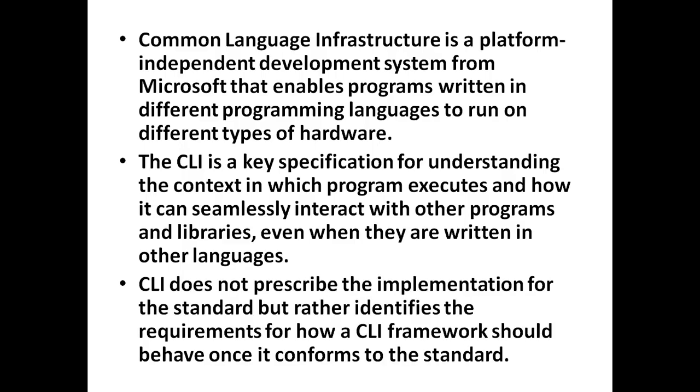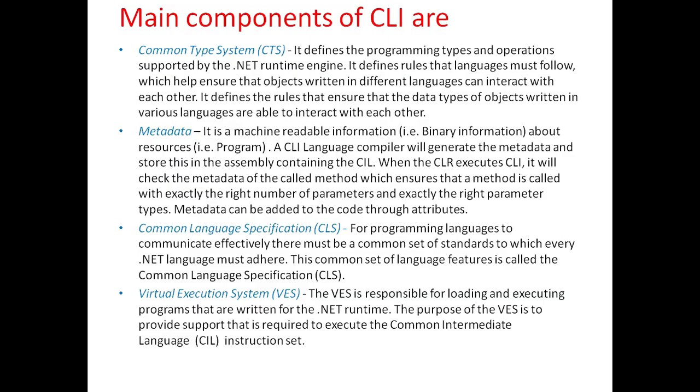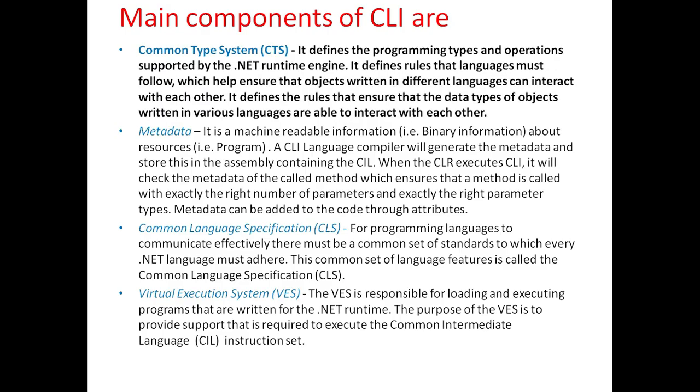CLI does not prescribe the implementation for the standard, but rather it identifies the requirements for how the CLI framework should behave once it conforms to the standard. Main components of CLI are the common type system, which defines the programming types and operations that are supported by the .NET Runtime Engine. It defines rules that languages must follow, which helps to ensure that the objects written in different languages can interact with each other.